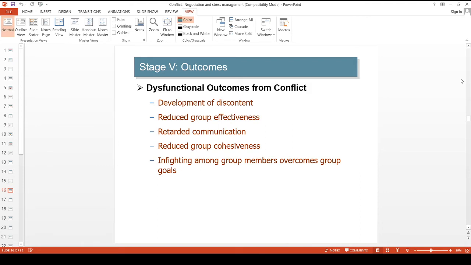So this was the overall conflict process, in which there are the different stages which we have just discussed.